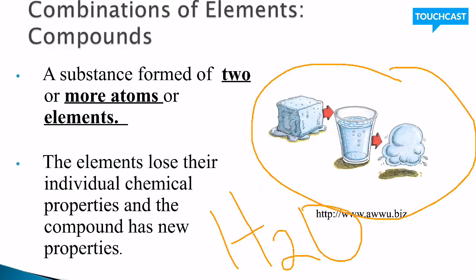Okay, we're going to take two atoms or two elements of hydrogen and combine them with one of oxygen. Once they're all bonded together, they make water. Okay, so they lose their individual identity.